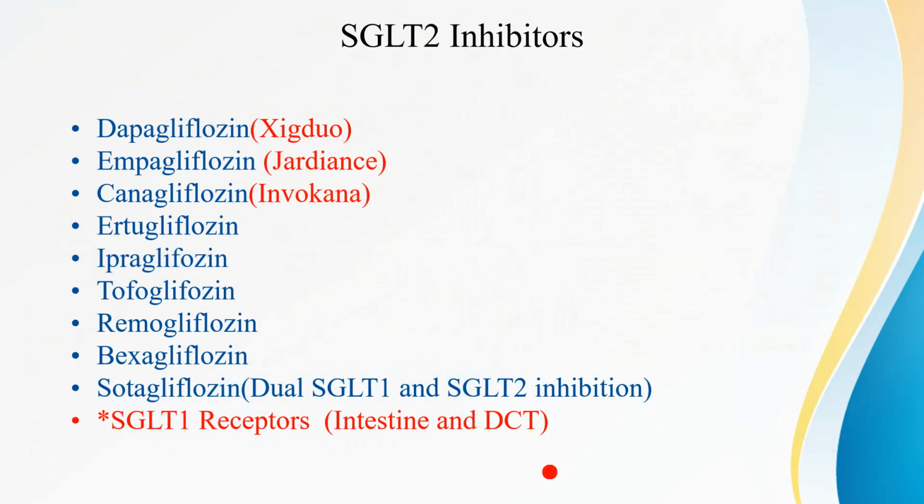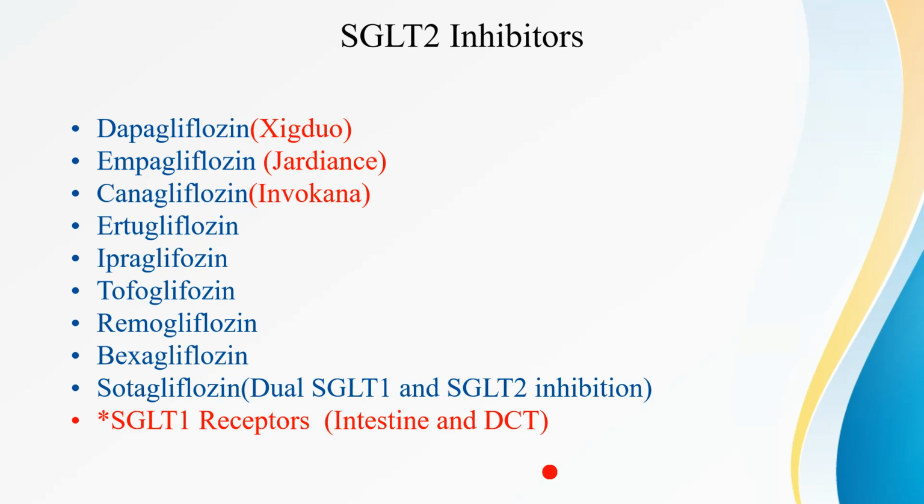Important SGLT2 inhibitors are Dapagliflozin, Empagliflozin, Canagliflozin. These three are very commonly used nowadays. We have Atugliflozin, Tofagliflozin, Remogliflozin, Bexagliflozin, and we also have Sotagliflozin. It has dual action on SGLT1 receptors and SGLT2 receptors.